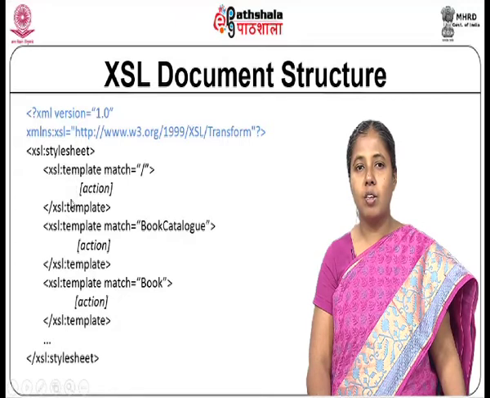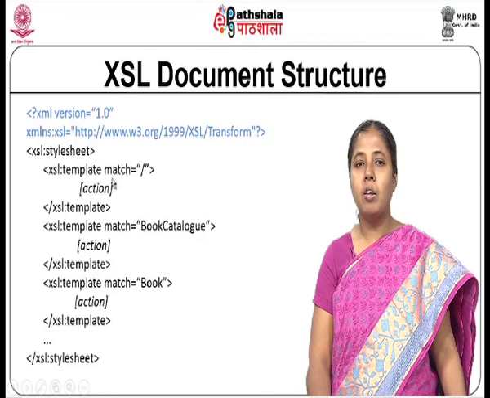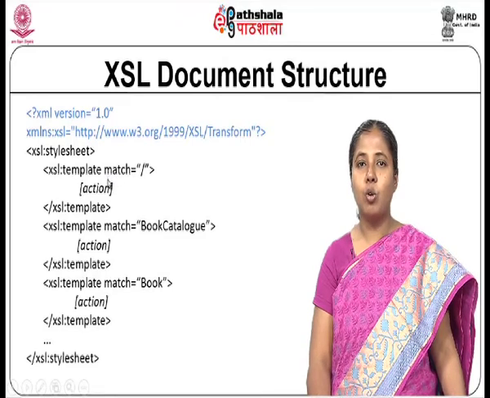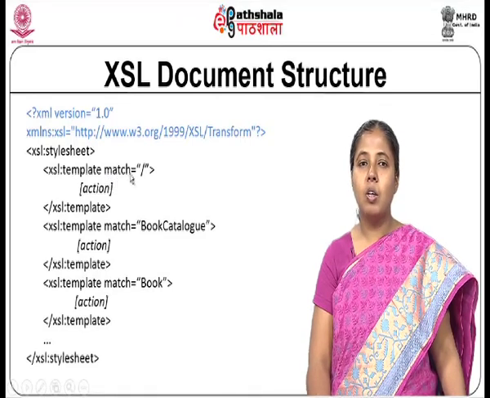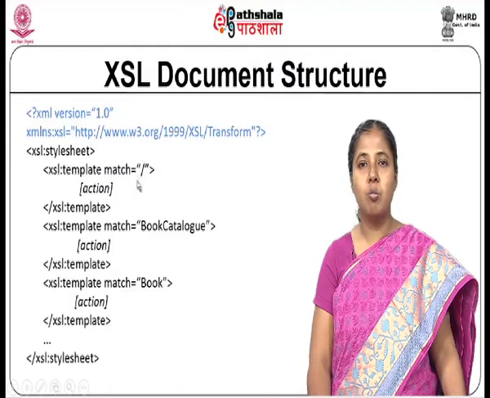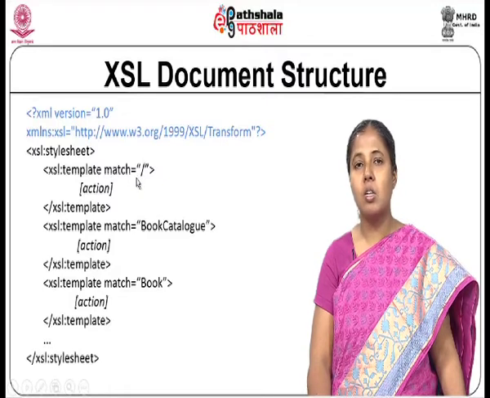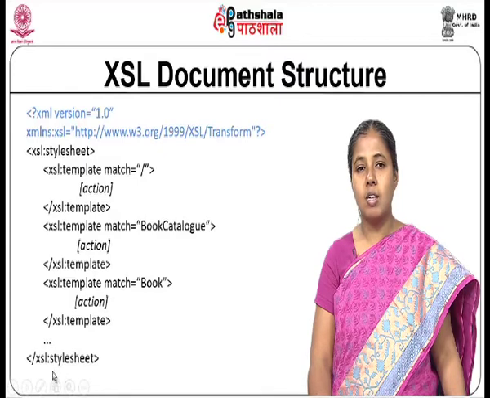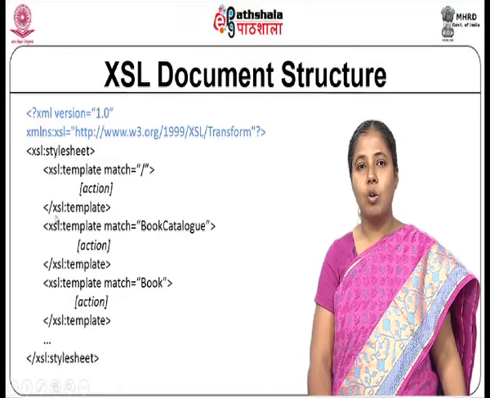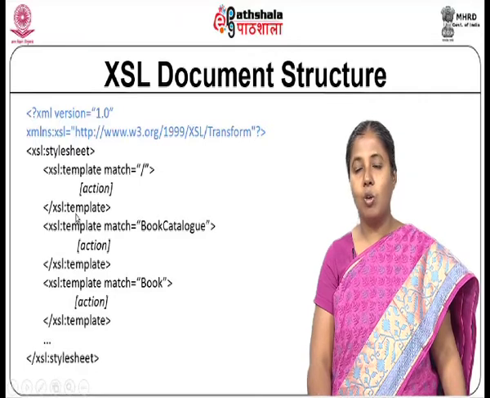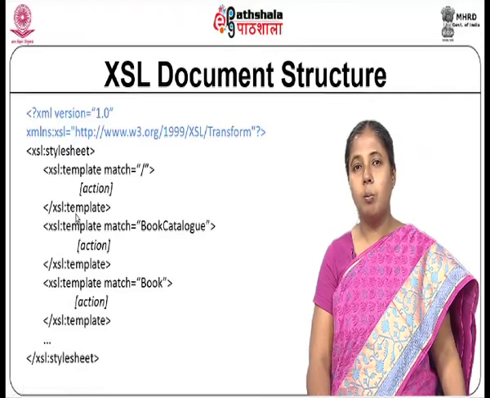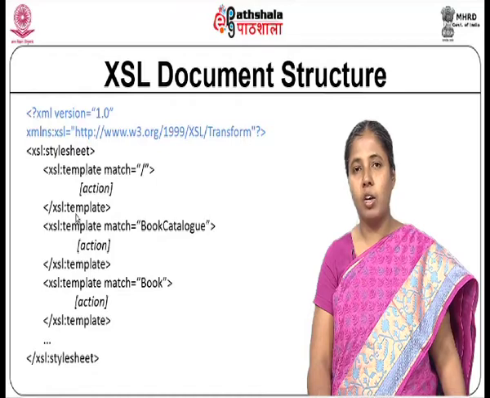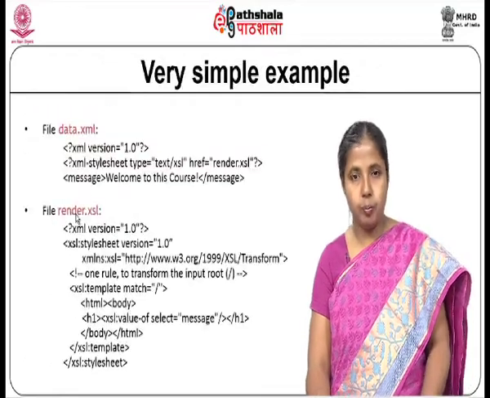Here you can see there is one template, another template, and another template. Each template has an attribute called match. In the match attribute, you give the XPath expression, which tries to match the pattern in the source XML document. This stylesheet is the root of the XSLT document, so it has to be ended with its closing tag. Every template has to be closed. You can have multiple template rules applied within an XSLT document.